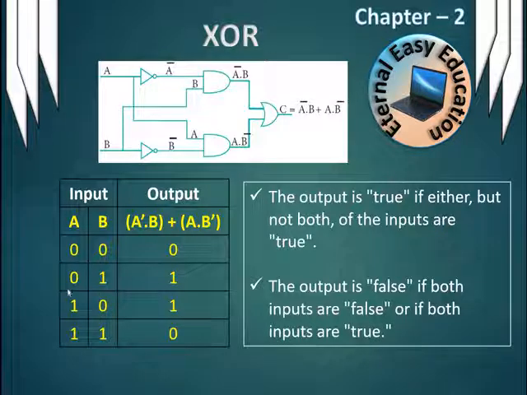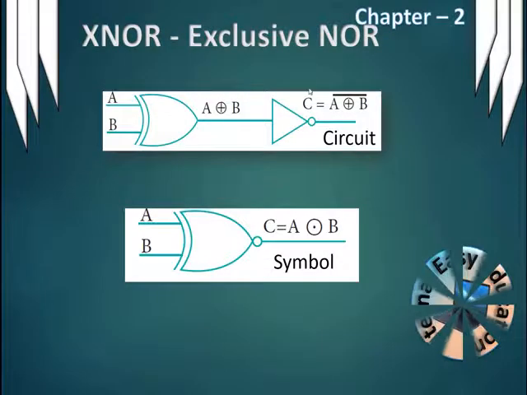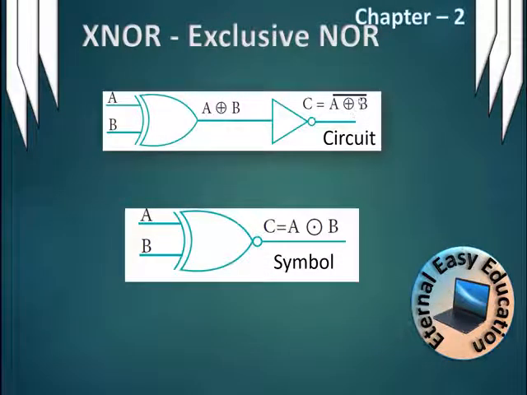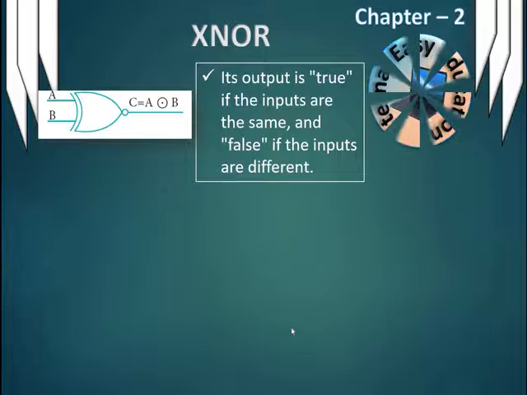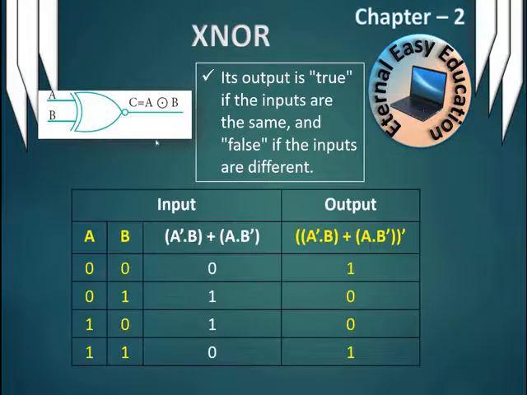So the reverse of that is XNOR. Same thing, A encircled B, but it is inverted. So what will be the output? Reverse. That means if both the inputs are same, the output is true. The reverse of XOR is XNOR.